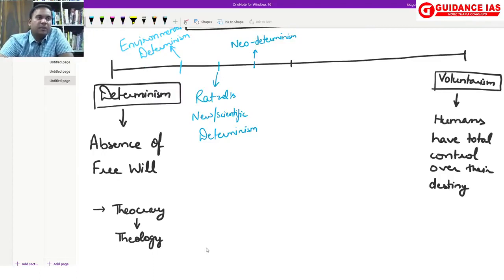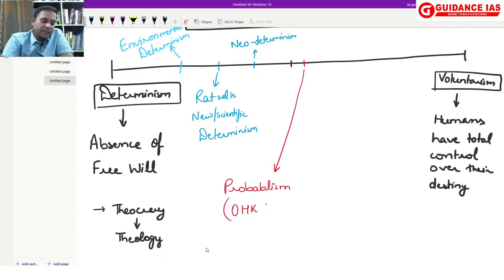Then if you talk about possibilism, in possibilism I can place many of them. So more near to here I will place one philosophy which we call probabilism, and probabilism was given by O.H.K. Spate. Spate was of the view that some possibilities have more chance of becoming reality than the other. Okay, more chance of becoming reality than the other.